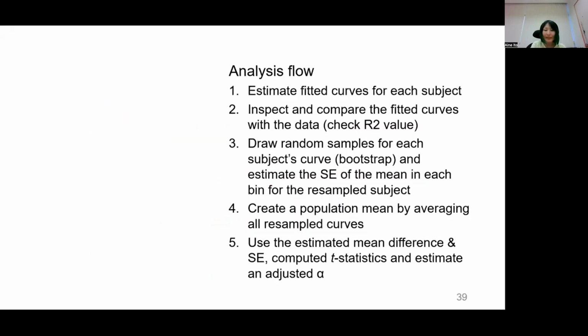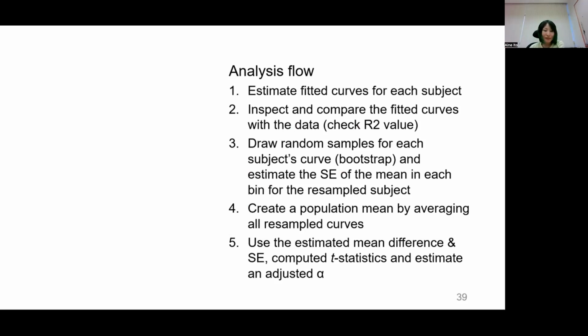The analysis flow looks like this. You first estimate fitted curves for each subject. You have data for each subject and try fitting curves for each subject separately. Then you inspect the fitted curves and compare them with the actual data, and check how similar the fitted curves are to the actual data.